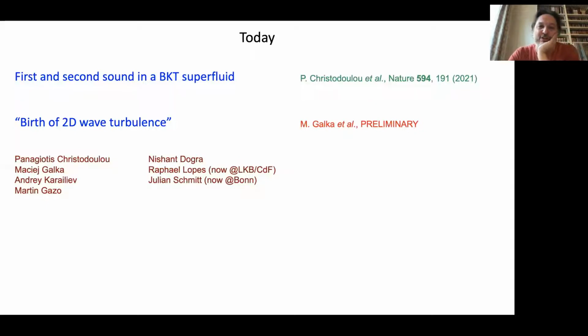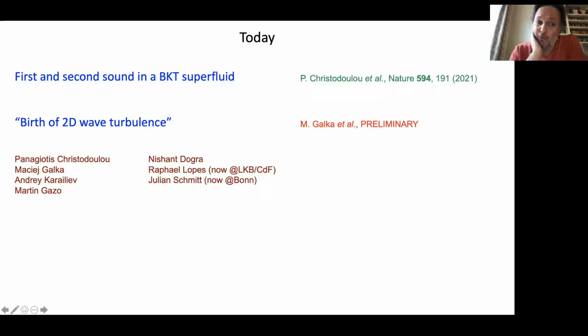The first story, which is already published in Nature this year, is on linear response, and this is on the first observation of first and second sound in a BKT-type superfluid. The second story, which is still preliminary, is currently called the birth of 2D wave turbulence. It is about how turbulence emerges in the system as you shake harder, and we try to view this on all relevant time scales and length scales, which is not what you can usually do in traditional systems where you study turbulence. Here on the left are the students, and on the right the postdocs who did this work.